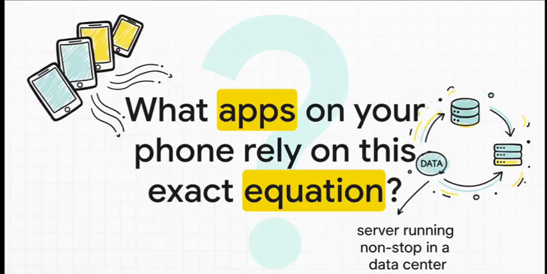So I'm going to leave you with this final thought. The next time you open an app on your phone, just take a second and try to picture this whole equation in action. Picture the data, picture that DBMS directing all the traffic, and that server running nonstop in some data center somewhere in the world. Which brings us to a final question for you to think about. What apps are you using right now that would just flat out cease to exist without this exact equation?